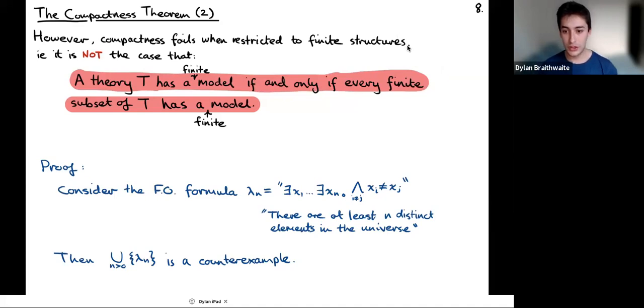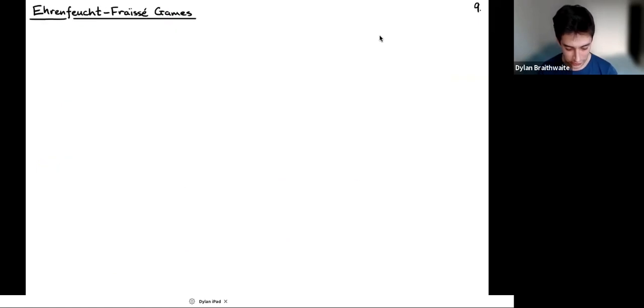So we need some other sort of tool for working over finite structures. And one way to do this is with Ehrenfeucht-Fraïssé games. I apologize for my pronunciation of that. I've never managed to work out how to put my mouth in the right shapes to say it. I'll just say EF games going forward.